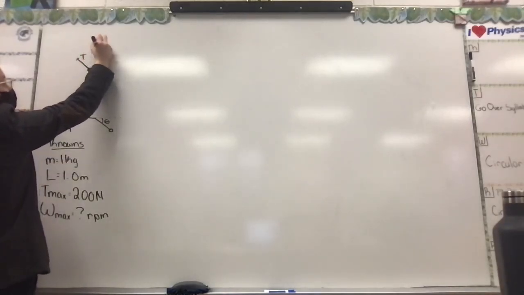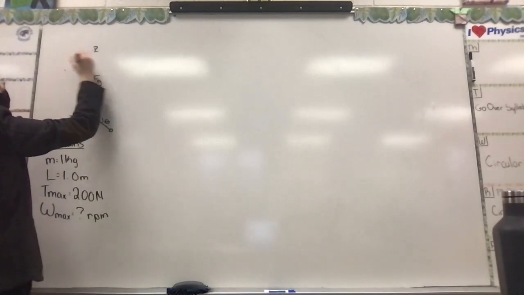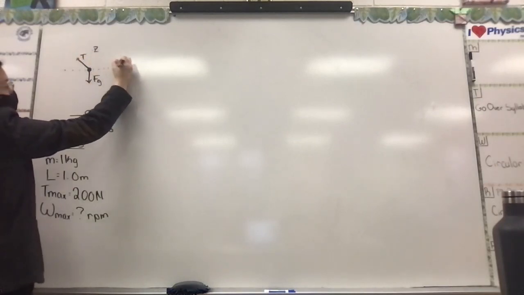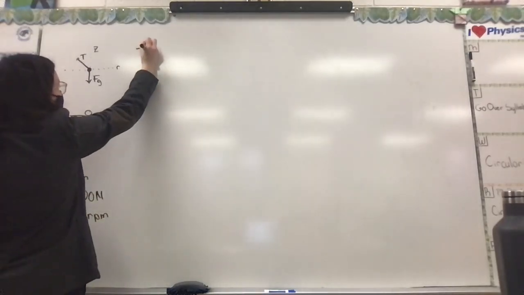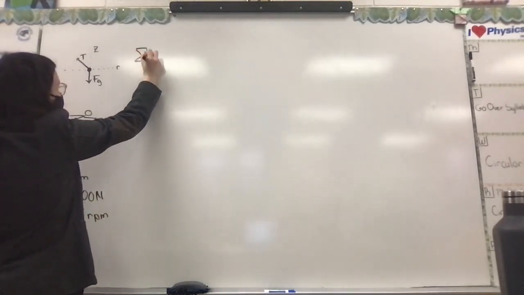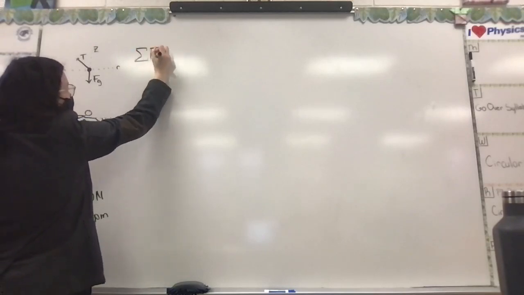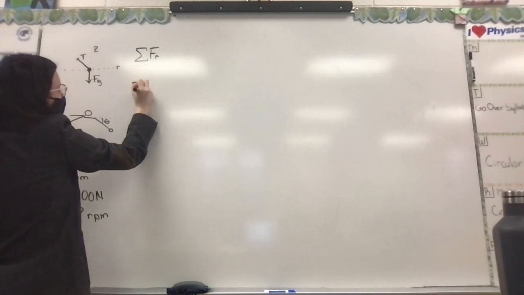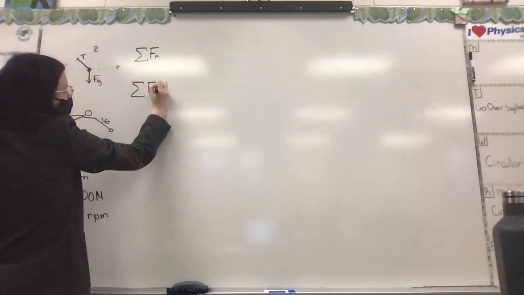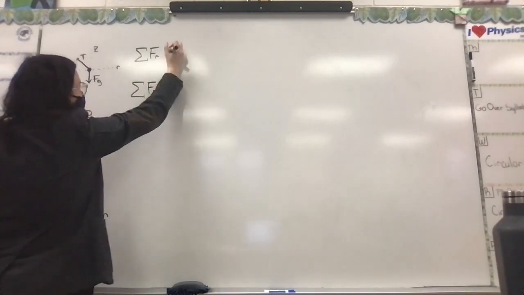Just to keep us on our feet so we know what's going on, I'm going to have these labeled again, Z and R. So, what axes do we have forces in? Z and R. Okay, so that means we're going to have to sum the forces in the R, and we're going to have to sum the forces in the Z.